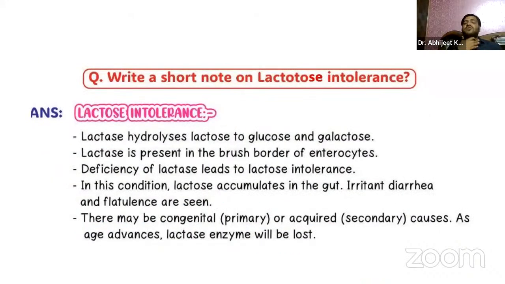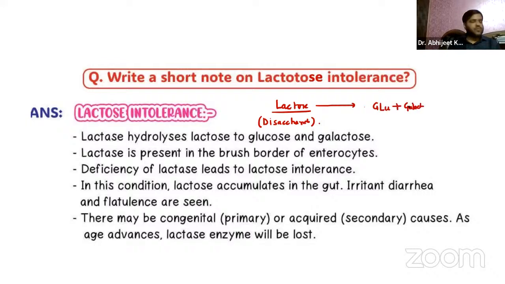Now, coming on to the next question, what is lactose intolerance, right? Now, you already know the normal reaction, guys. Lactose is basically a disaccharide. Now, this lactose will be broken down to form glucose plus galactose by the enzyme lactase, right?